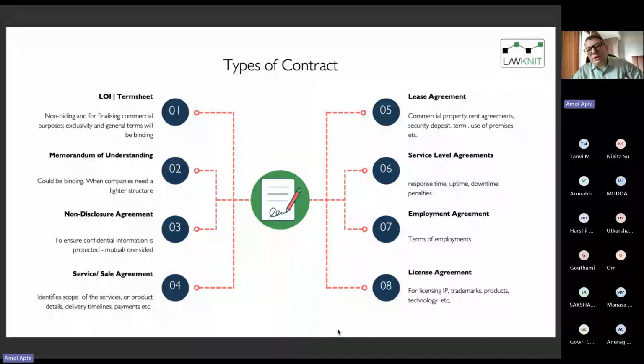Even for that matter, when you enter into, say, for example, advertising agreements with your celebrities and all, what they give you is the license to use their personality rights. So those IP related agreements, trademark related agreements, etc., where the rights are given to a third party to use it in a limited fashion, are termed as license agreements.